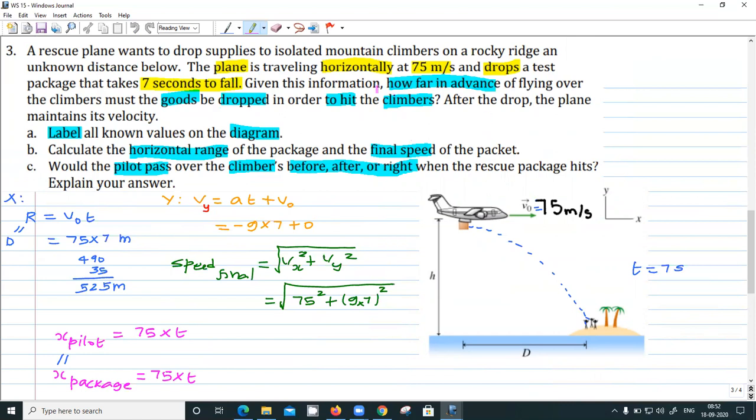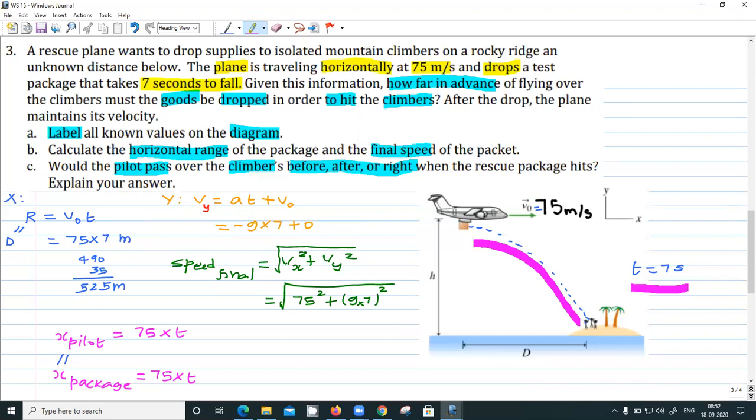Okay, so I know that my initial x sub 0 is going to be... First thing is to have the information in the diagram. So my initial velocity v sub 0 is 75 meters per second for x. It takes 7 seconds, so my time is 7. That's how it's written here, right? And then I also drew the path. Yeah, so this is how you have to draw the figure.